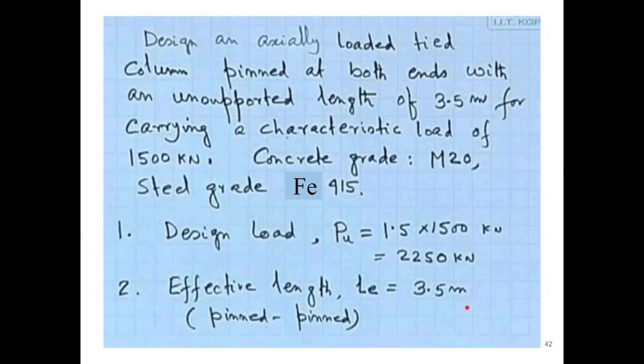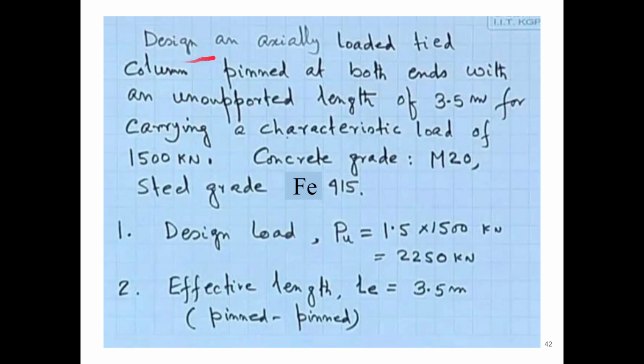So let us see one more problem, okay. Design an axially loaded tied column, pinned at both ends, with an unsupported length of 3.5 meter, for carrying a characteristic load of 1500 kilonewton, okay. The concrete grade is M20, the steel grade is Fe415, okay. So this is one more problem.